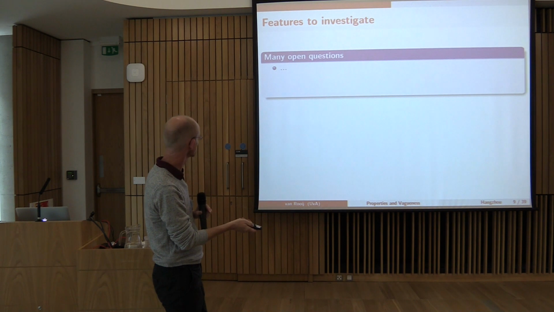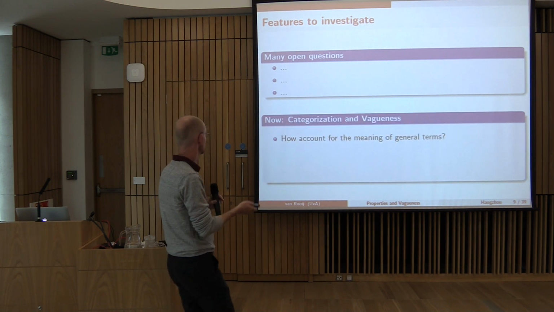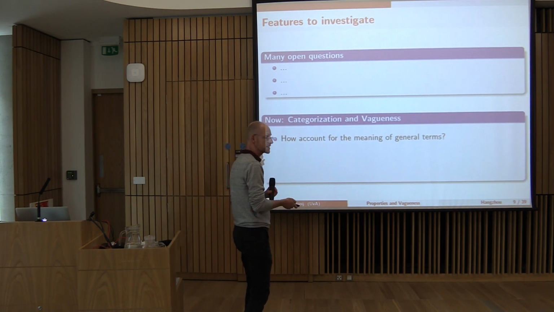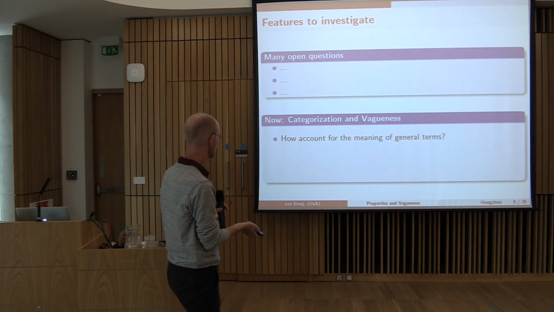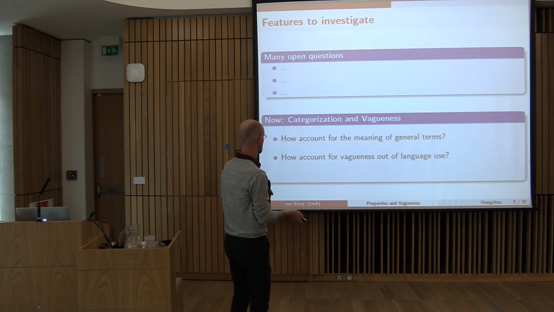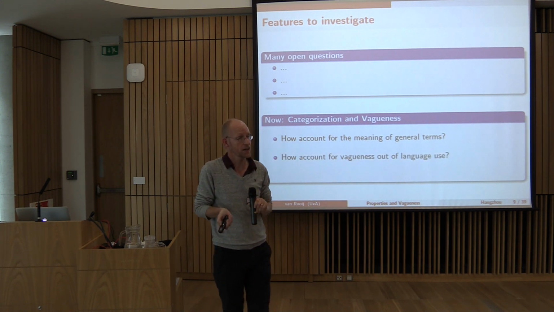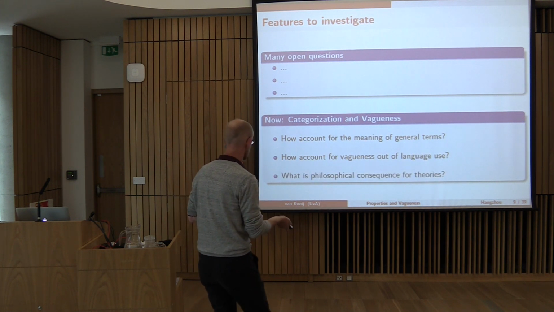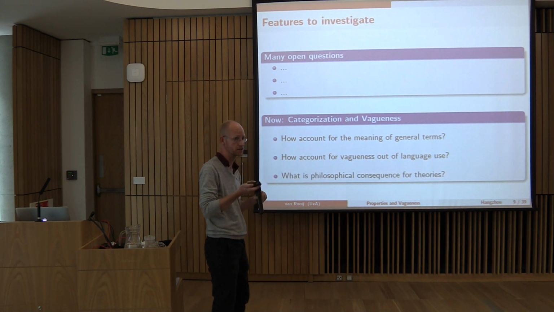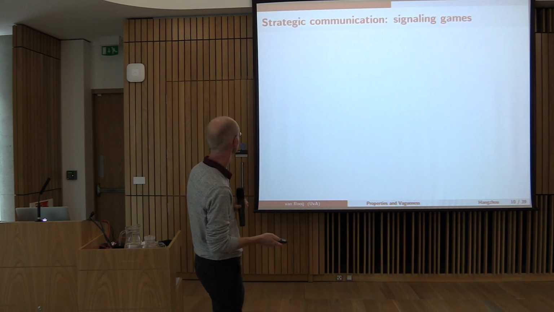Many open questions remain, I said that, but one interesting question is about categorization. That's what Peter Gärdenfors talked about. How to account for the meaning of general terms. And for instance, you can also ask, all natural languages are vague. Can we explain that? And what is the philosophical consequence of these theories? Because I'm actually also a philosopher, so I'm also interested in that.